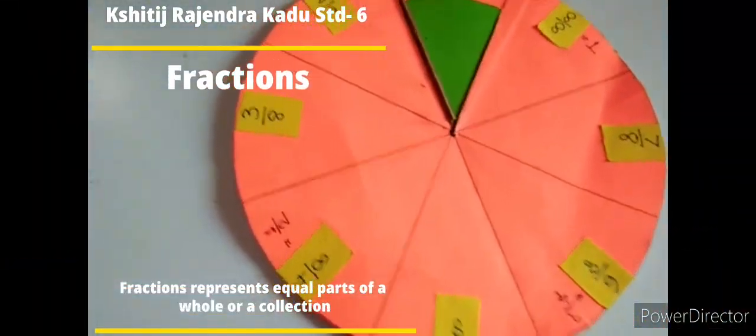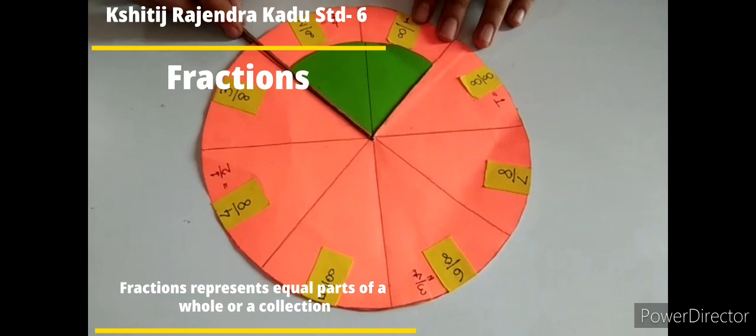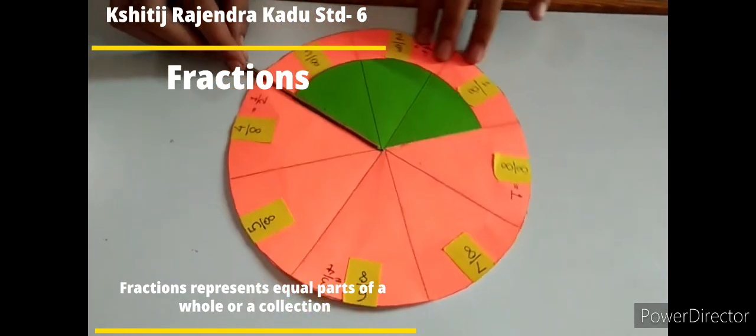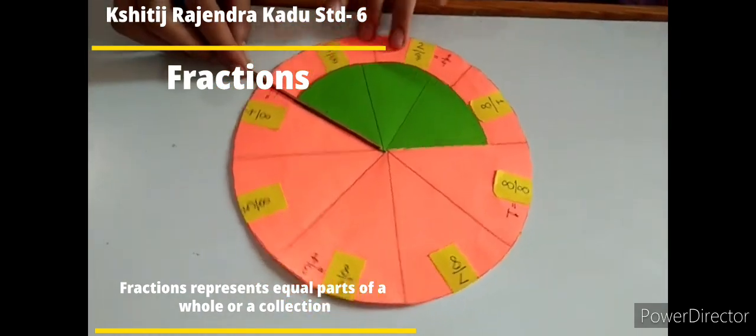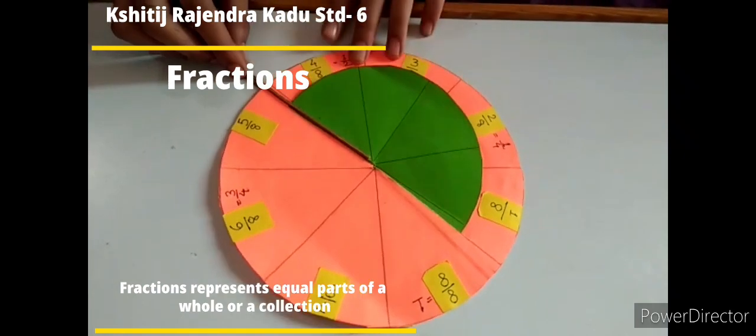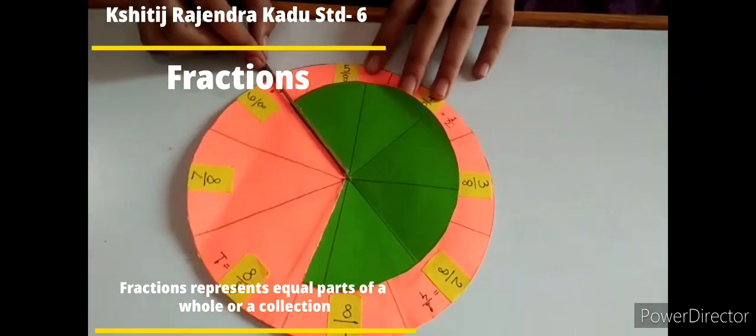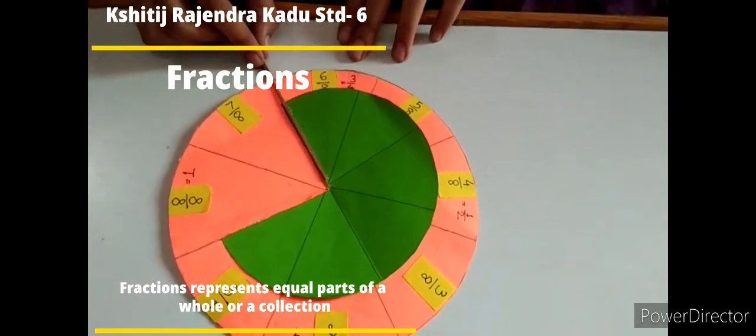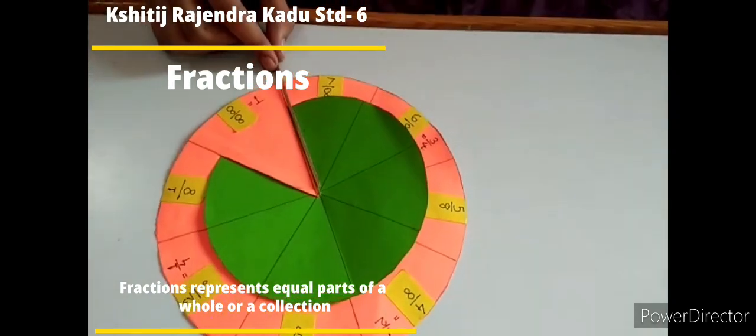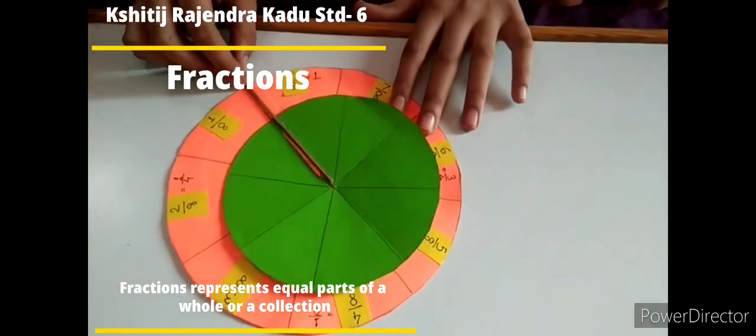1 by 8, 2 by 8, 3 by 8, 4 by 8, 5 by 8, 6 by 8, 7 by 8 and 8 by 8. The object has 8 parts. This is called a fraction.